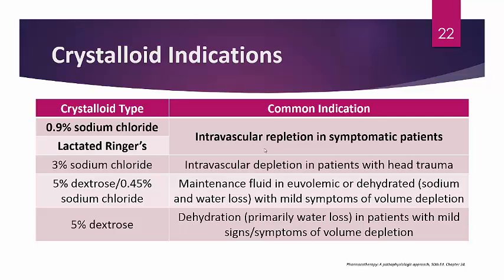of volume repletion. The main point to get from this slide is that these other solutions are not primarily used in hypovolemic shock, but they may be used in patients who have mild dehydration or mild euvolemic states. 0.9% sodium chloride and lactated Ringers are the solutions to use in hypovolemic shock primarily.